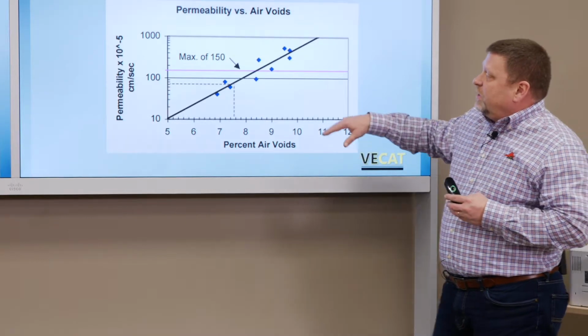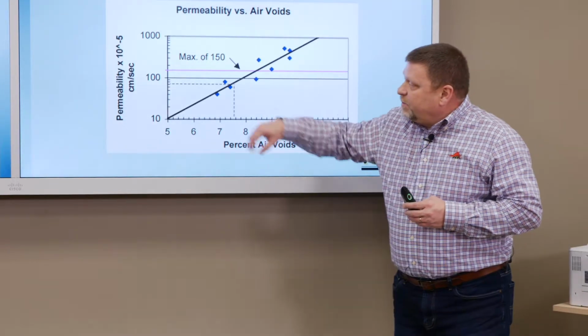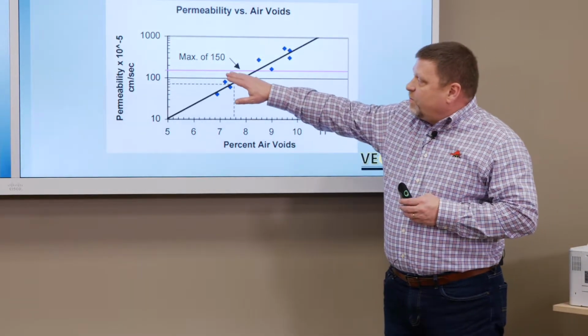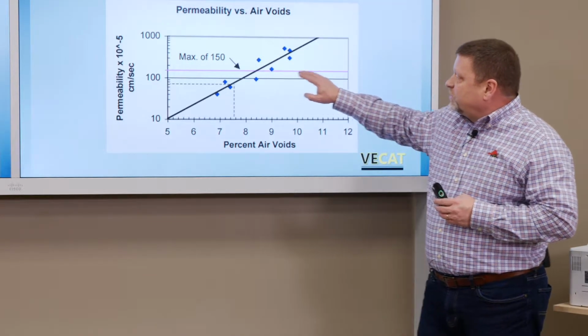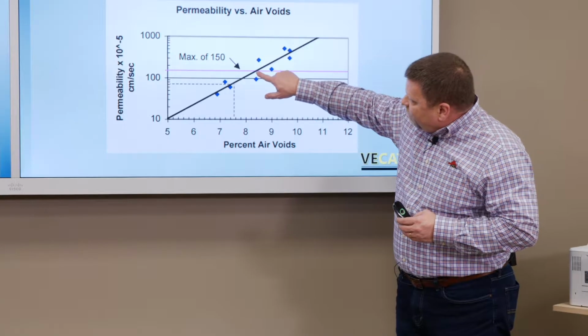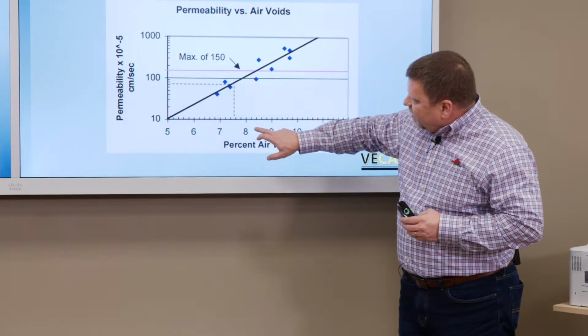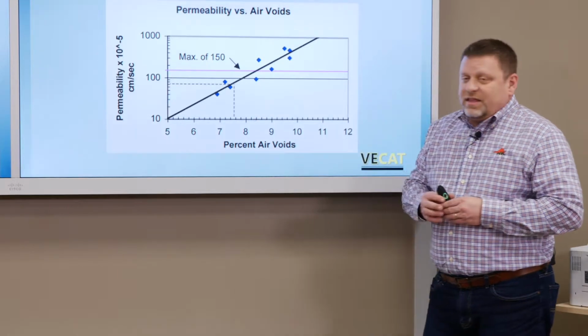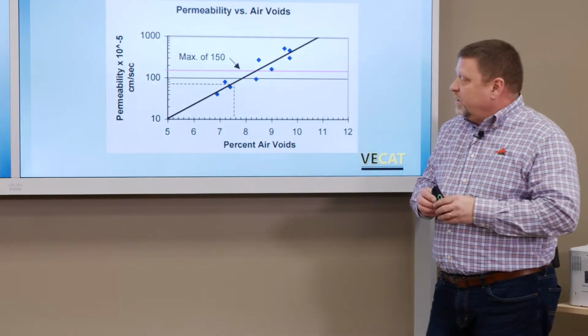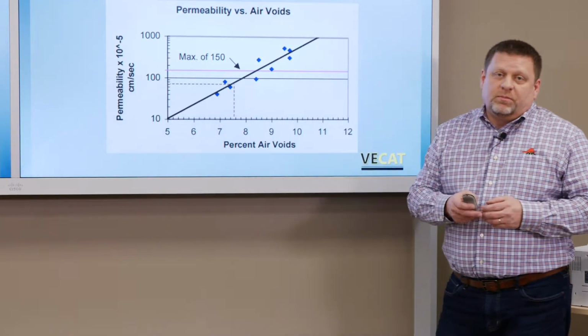What this plot will tell us is that to meet permeability, we have to have a maximum of 150 times 10 to the minus 5 centimeters per second. So based on that void structure we have, I'd say about 8.3% air voids. Anything below that would pass permeability. Anything above that would fail permeability.